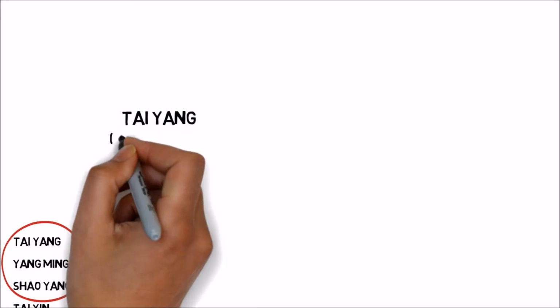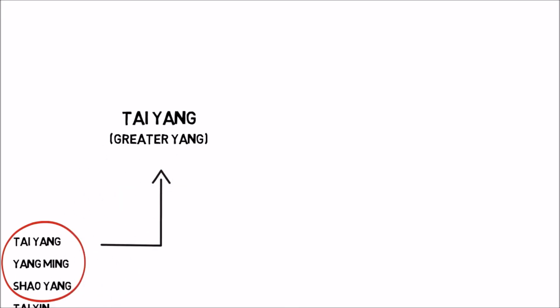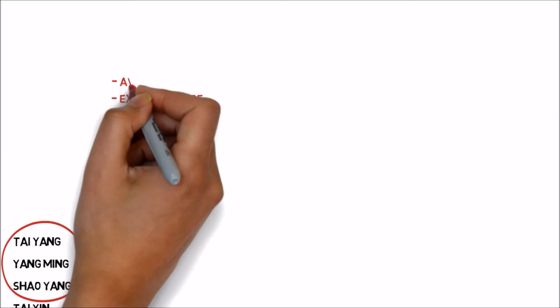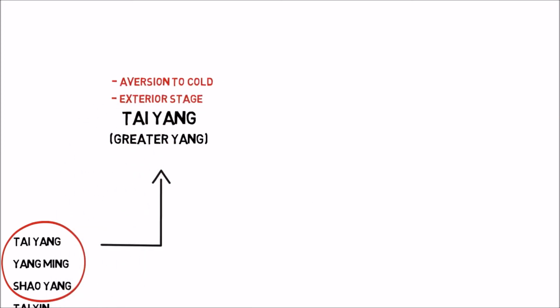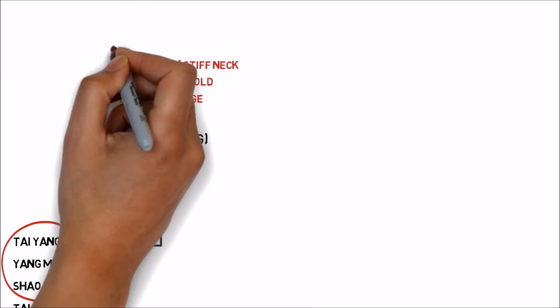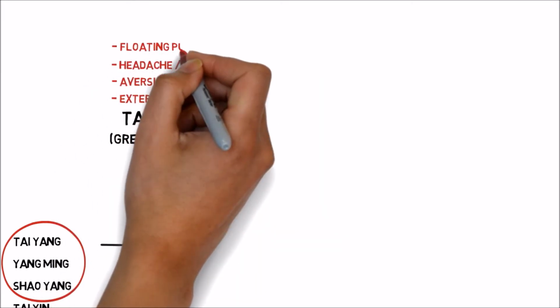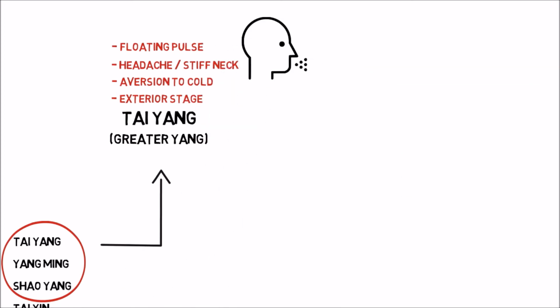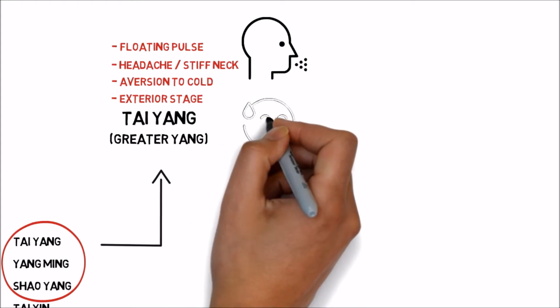The first stage is called Greater Yang. This is the beginning stage and the only exterior one. There are 3 essential symptoms to this stage, which are aversion to cold, pain in the back of the head or neck, and a floating pulse. A good example of this stage is catching a cold, and since the disease is still in the exterior layer, the treatment principle is to release the exterior by sweating.